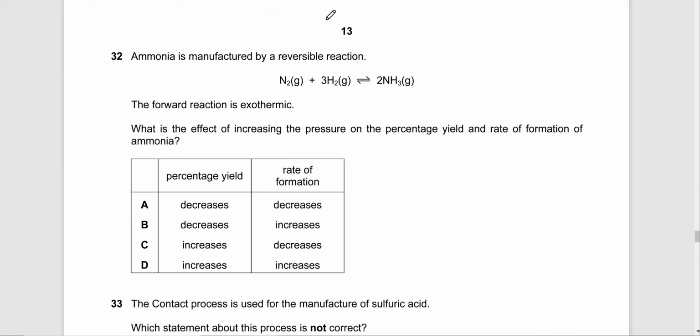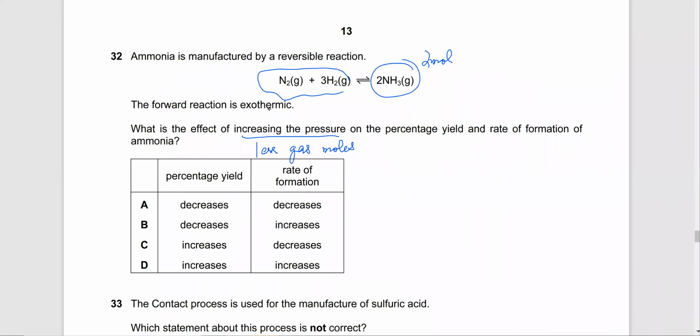Then, ammonia is manufactured by a reversible reaction. The forward reaction is exothermic. What is the effect of increasing pressure on the percentage yield and the rate of formation of ammonia? The first thing is, pressure increase करोगे, less compress कर रहे हो, less gas moles side would be favored, which is this one, क्योंकि यहाँ पे दो molecules हैं और यहाँ पे 4 molecules हैं, ठीक है? Is it clear? Yes, sir. तो लेस गैस बनेगी और यील्ड क्या होगी? परसेंट यील्ड इंक्रीज होगी क्योंकि फॉरवर्ड रिएक्शन होगा.